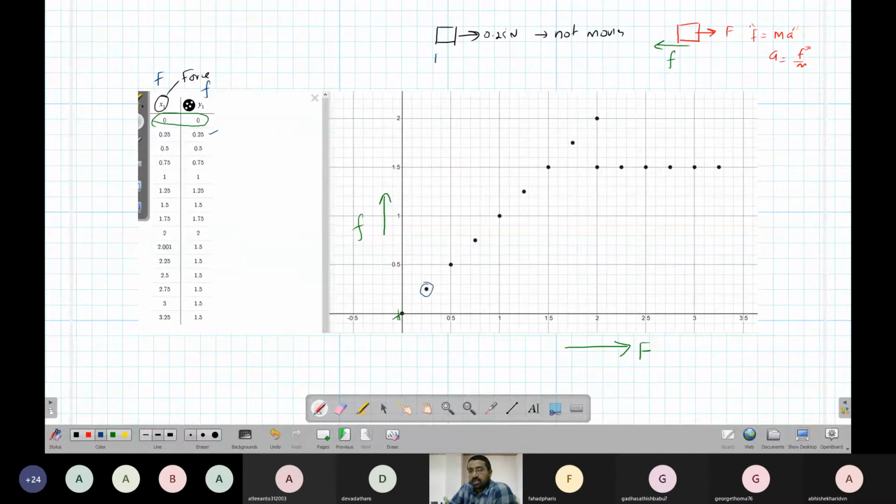Now I am increasing the force to, let's say, 0.5 Newton, whatever it is. I am observing it is not moving.